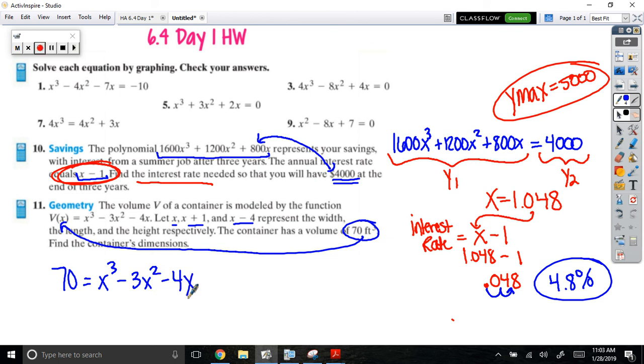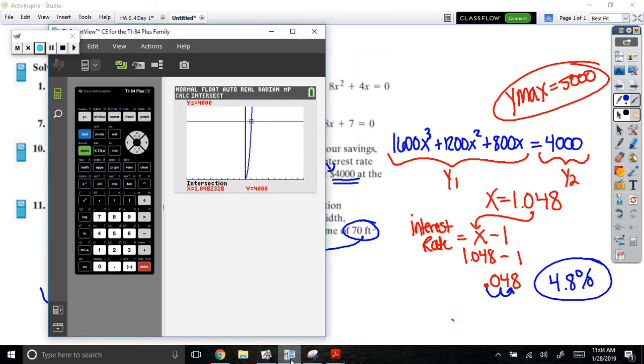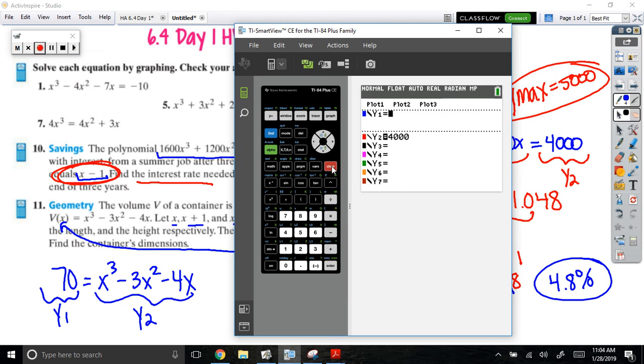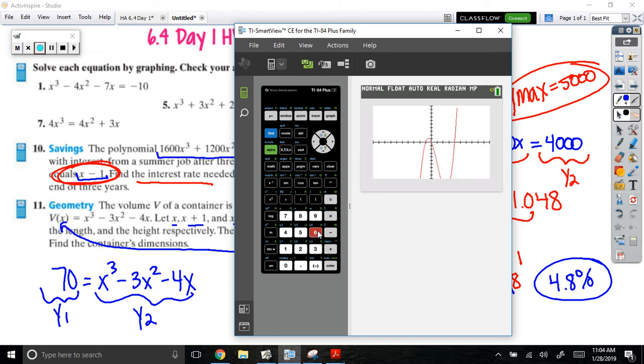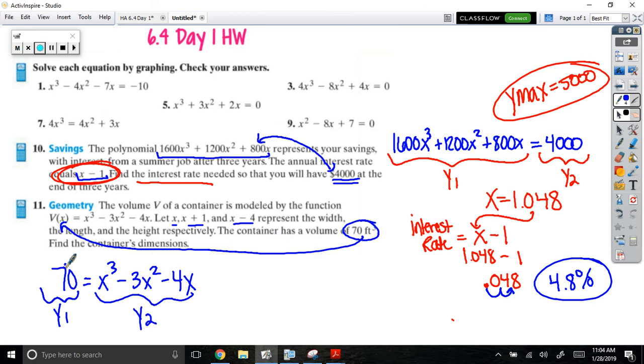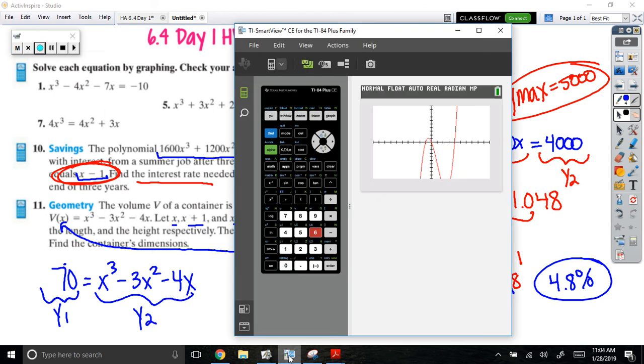Or you could have 70 equals x times x plus 1, x minus 4. You could use the factored form or the polynomial, it doesn't matter. We'll put this in our y1, put this in our y2, or backward, doesn't matter again. And Zoom 6 to start. So again, it looks like I only have one equation, but that's because this y equals 70 is a horizontal line at 70. Right now it's only going up to 10, so let's change our y max.